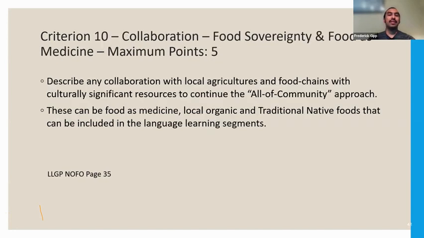For criterion 10, collaboration in food sovereignty and food as medicine, there's a maximum of 5 points to be received from grant reviewers. Applications that give context into any collaboration efforts with local agricultures and food chains with culturally significant resources to continue the all-of-community approach, such as food as medicine, local, organic, and native food resurgence should be included in the language learning segments.